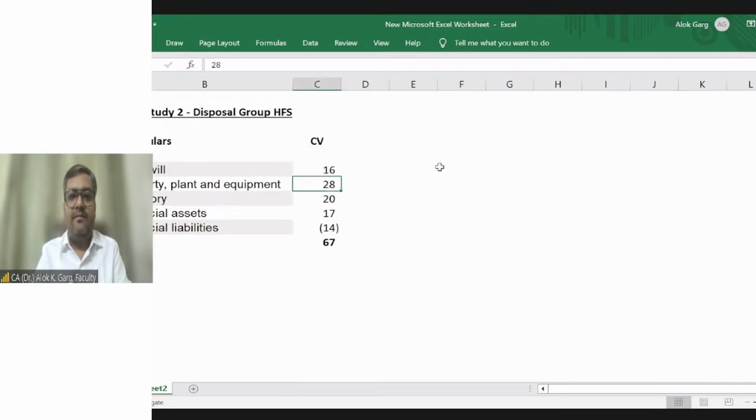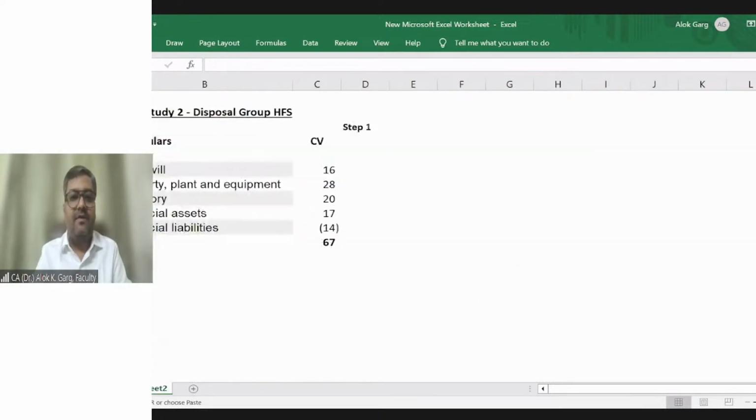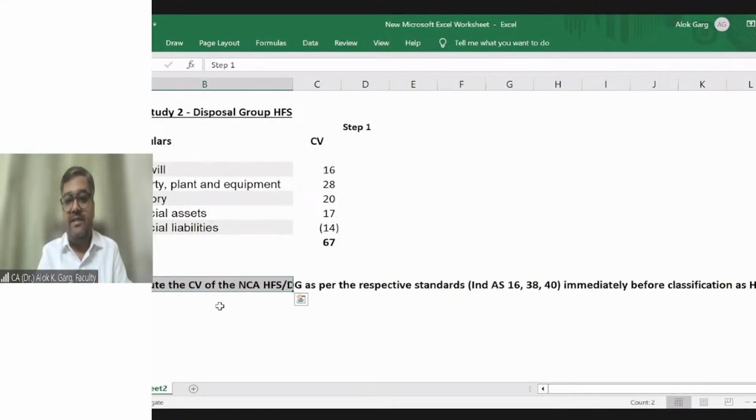Goodwill 16 million, property, plant and equipment 28, inventory 20, financial assets 17, financial liabilities 14, 67 is your total value, right? What is your step number 1? What we have discussed in step number 1? Compute the carrying value of the non-current asset held for sale or disposal group assets as per the respective standard immediately before classification as held for sale. These are the examples: Ind AS 16, 38, 40.